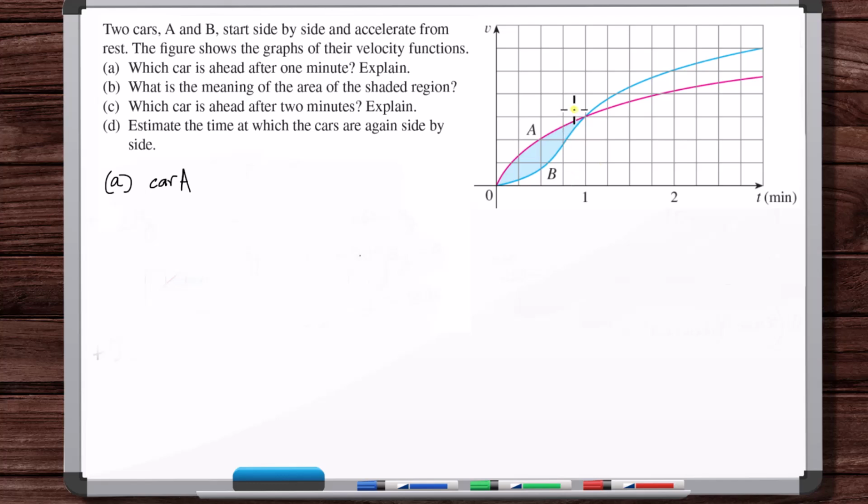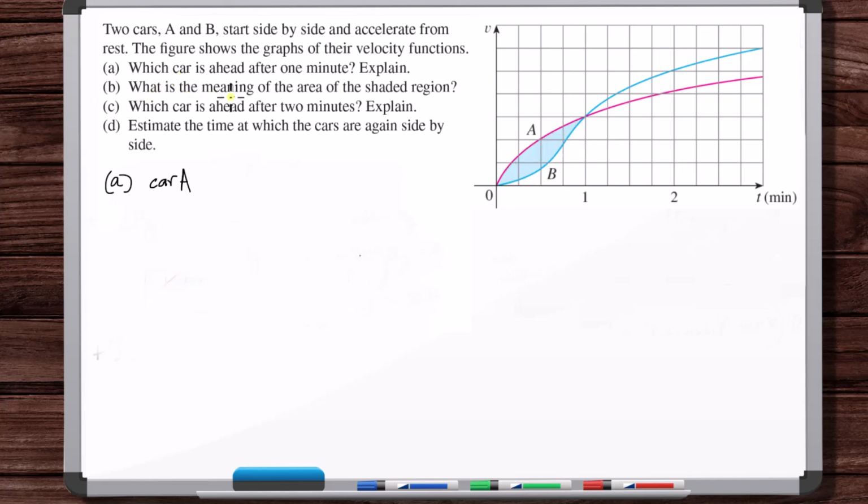But if we try to give a more descriptive answer, what we could say is that the area under car A's velocity curve is greater than the area under car B's curve for the time interval 0 to 1. So the distance traveled by car A is greater than that traveled by car B. So car A is ahead.